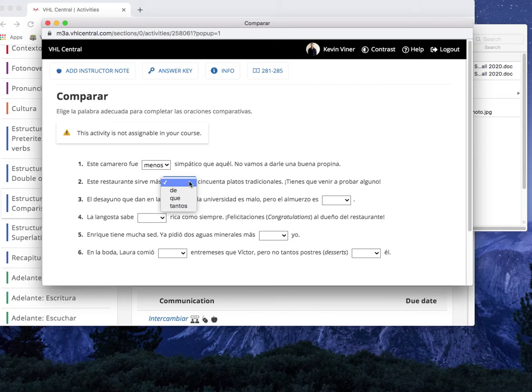So would we say este restaurante sirve más de 50 platos, sirve más que 50 platos, o más tantos? Pause. And we're back. It would be de. If you remember the slide with numbers, we use de, right? Más de 50, because this is a number. So that's across the board.